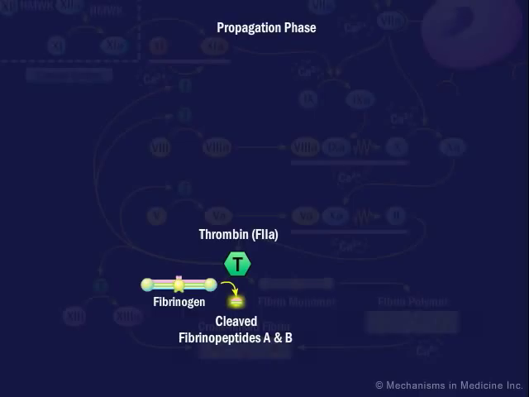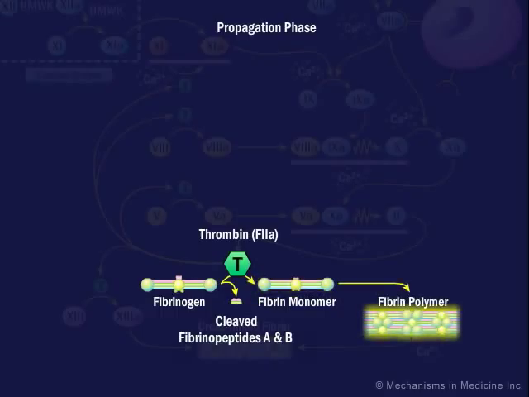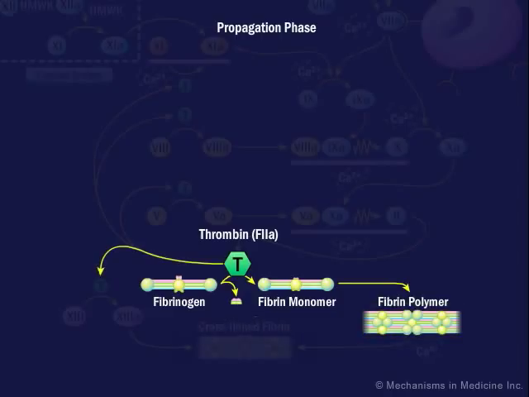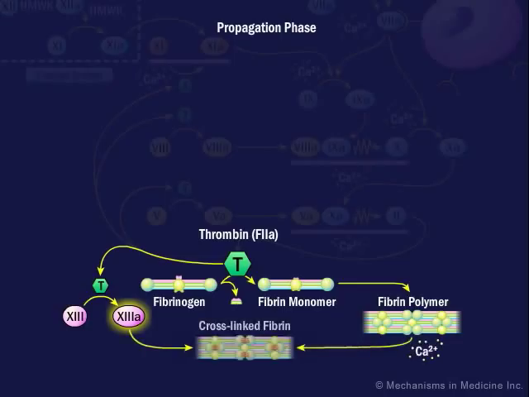Thrombin cleaves fibrinopeptides A and B from fibrinogen to form a soluble fibrin monomer. Fibrin monomers polymerize spontaneously to form an insoluble fibrin mesh. Thrombin also converts factor 13 to factor 13A, the transglutaminase that stabilizes the fragile clot by covalently cross-linking fibrin, making the fibrin polymer resistant to lysis.